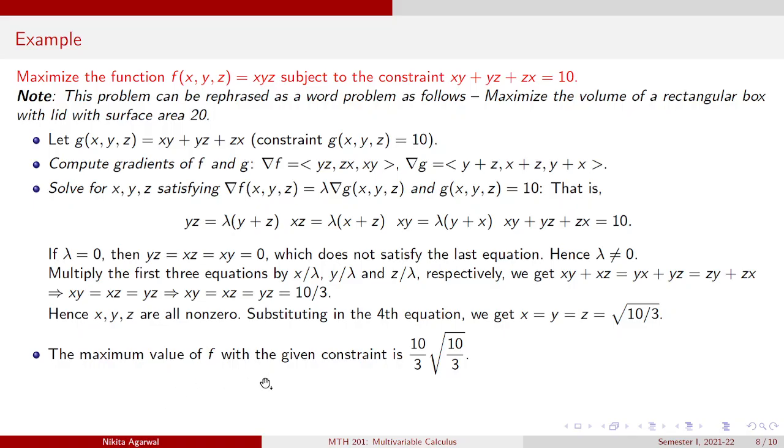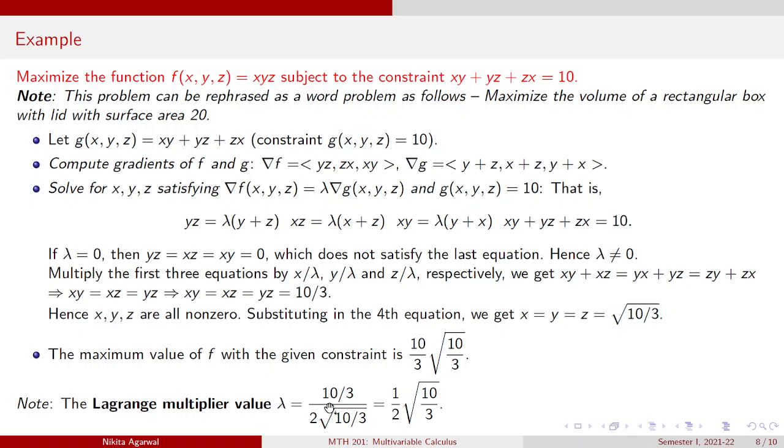So the maximum value of f with the given constraint is this. So why are we getting only one? Why are we saying that this is the maximum value? Because from this step you are getting a unique point, right? You are getting a single point. So what was Lagrange multiplier method step 3? You evaluate f at all the points that are obtained in step 2, the maximum will give you maximum, minimum will give you minimum. So since there is only one point, that has to be the maximum value, right? So how do you get this? This is nothing but substituting this point in the function, right?